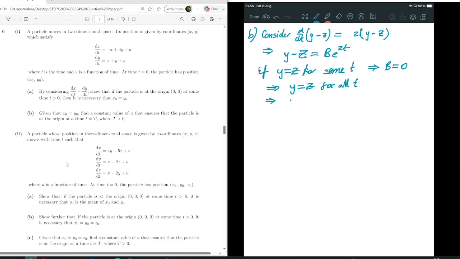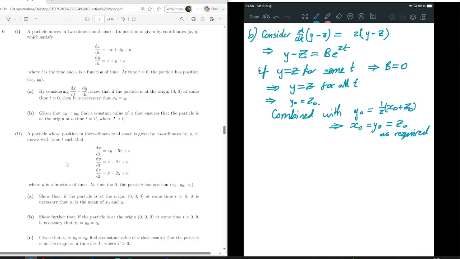which in particular means that y naught equals z naught, and then combined with y naught equals a half x naught plus z naught. This implies, and you can do the algebra properly here, and it would come out exactly as you expect. This implies that x naught equals y naught equals z naught as required.